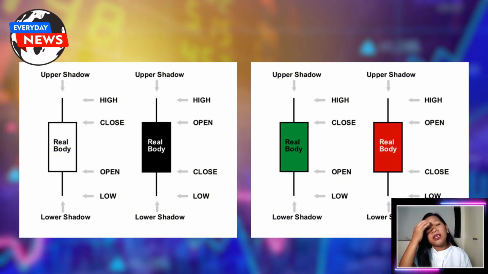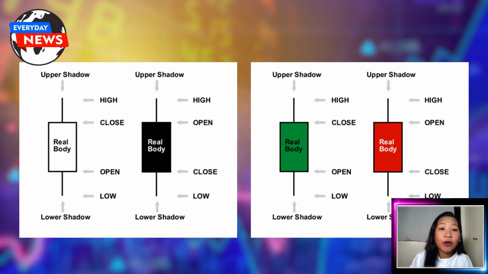So let's look at an example here. We have the filled color is black. For filled blocks, the top of the block is the opening price and the bottom of the block is the closing price. If the closing price is higher than the opening price, then the block in the middle will be white or hollow or unfilled.